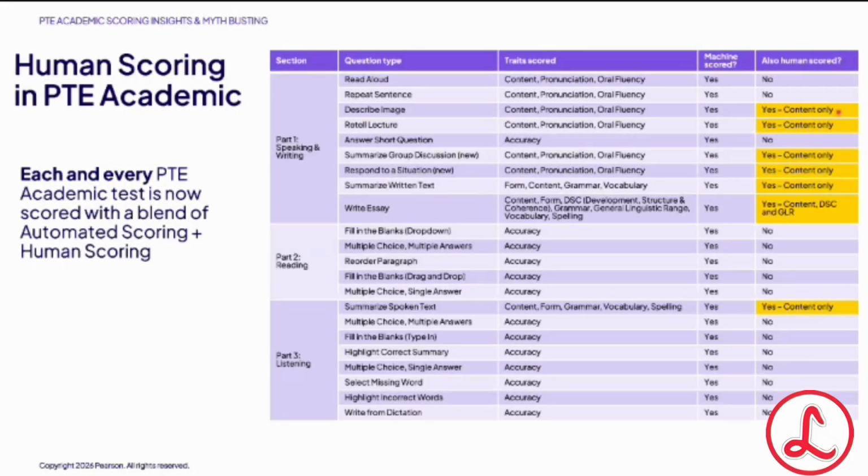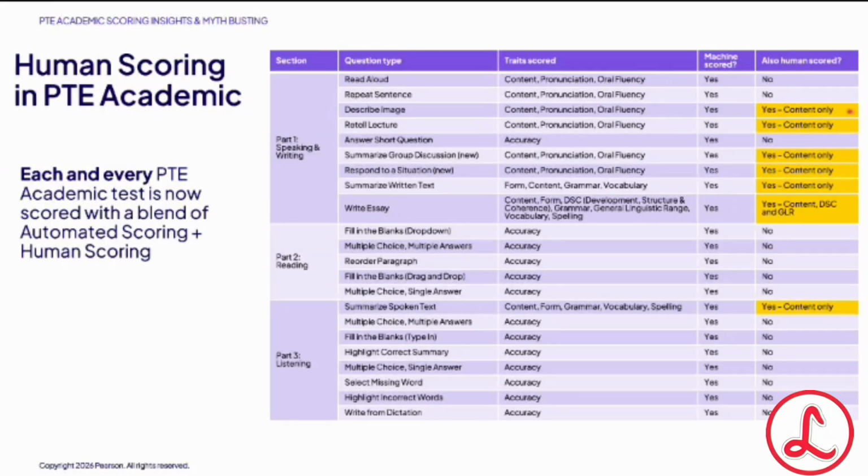One of the questions I get a lot is, are human raters scoring just some of the questions or just some of the responses? Is it sampled? And I've even seen people really adamant that it is sampled. It's not possible for us to have humans score every response for these question types. So one thing to remember today is every single response for these question types that have some human scoring, every single response is scored by the machine, and it's also scored by a human rater. So it's not a sampled thing.